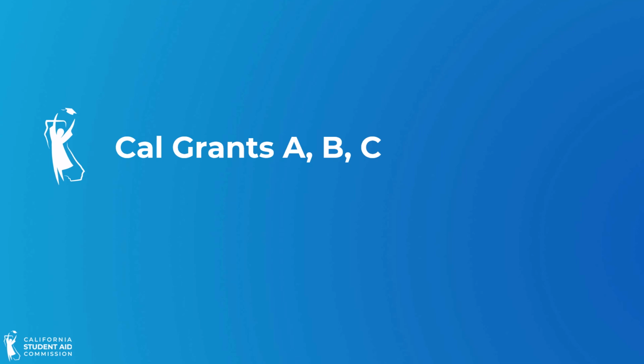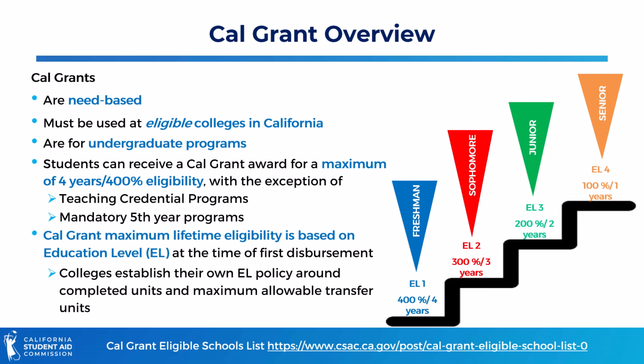Let's begin with Cal Grants A, B, and C. To start, Cal Grants are need-based, meaning students must meet income and asset thresholds as well as have sufficient financial need. Cal Grants must also be used at eligible colleges in California. Schools must meet specific criteria around graduation rate, federal loan default rate, and participation in at least 2 federal programs to be eligible for a Cal Grant award. You can view a list of the most current Cal Grant eligible schools in the link provided at the bottom of the slide. Cal Grants are for undergraduate programs.